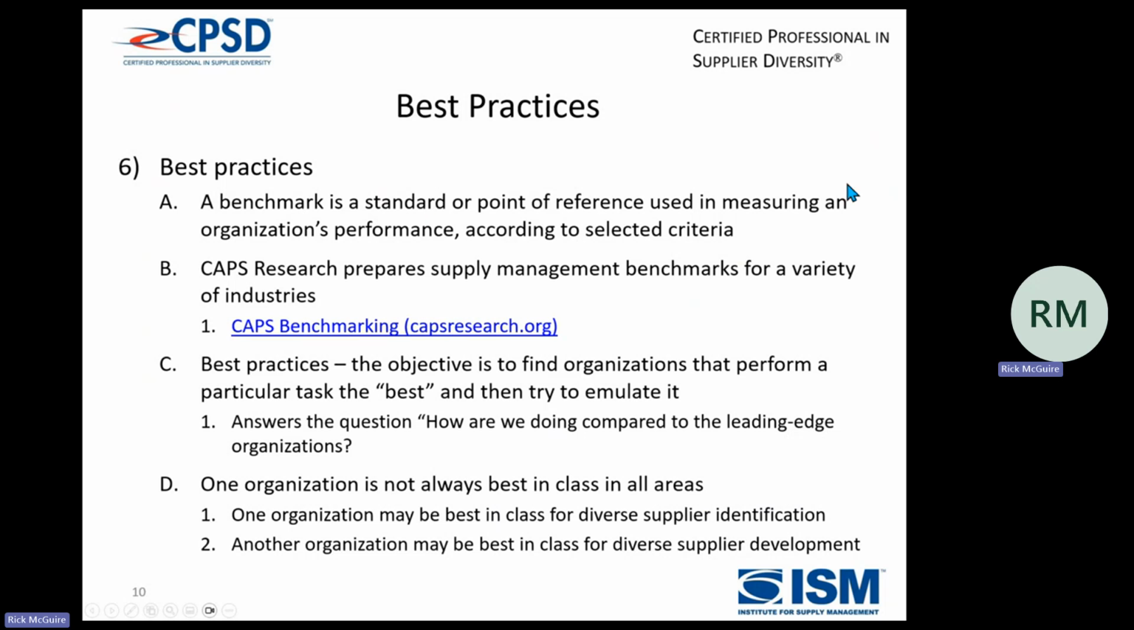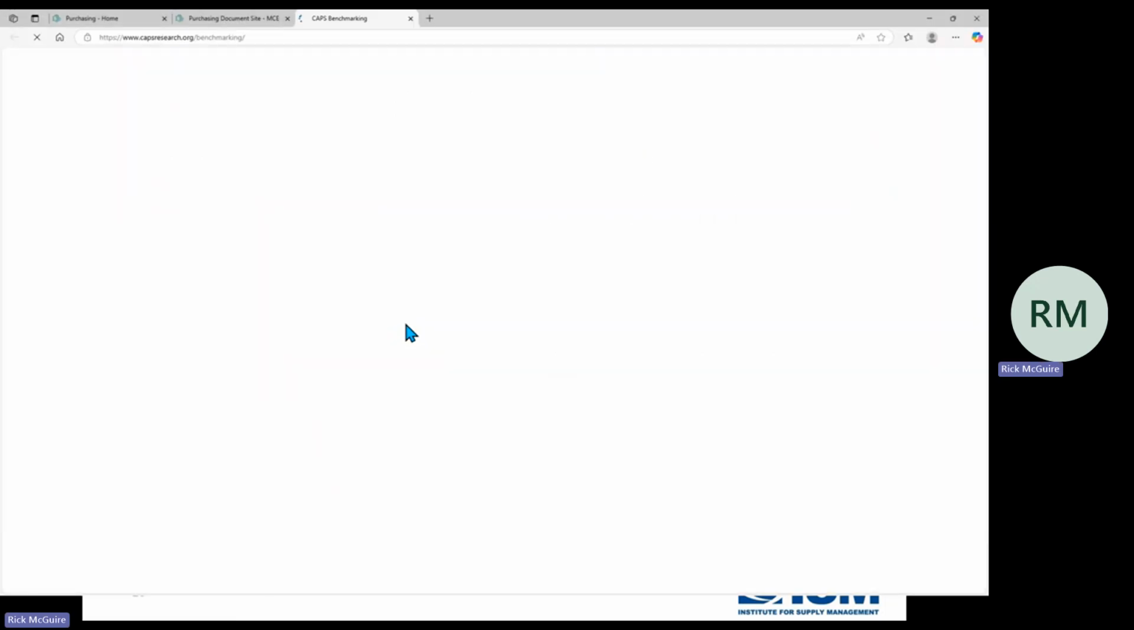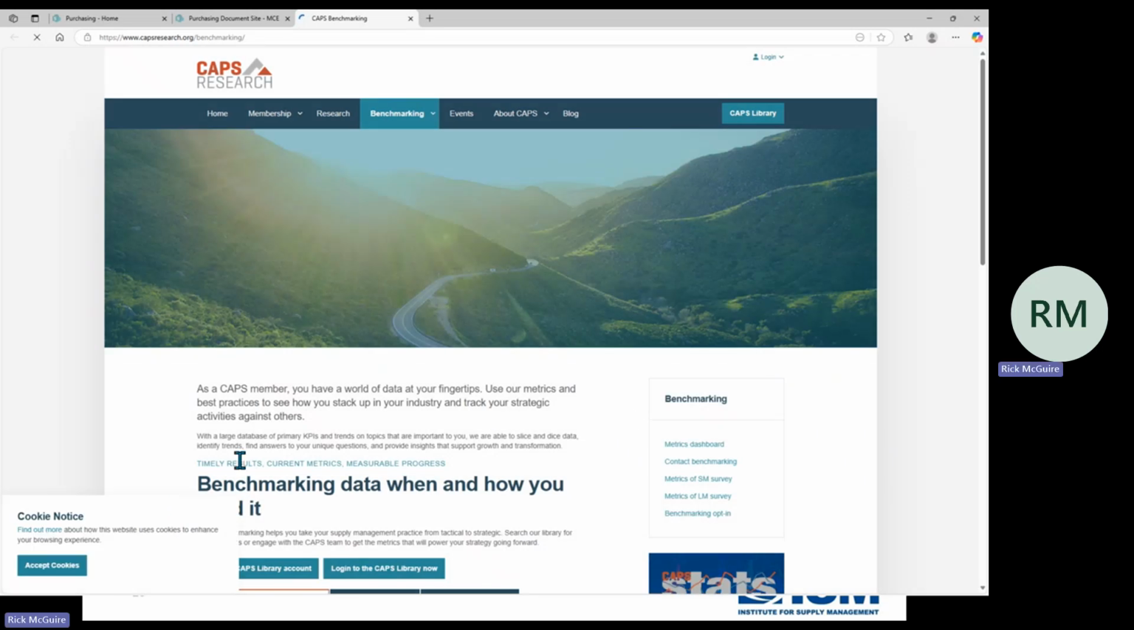Best practices. A benchmark is a standard or a point of reference used in measuring an organization's performance according to selected criteria. CAPS Research prepares supply management benchmarks for a variety of industries. The CAPS benchmarking. This is CAPS.